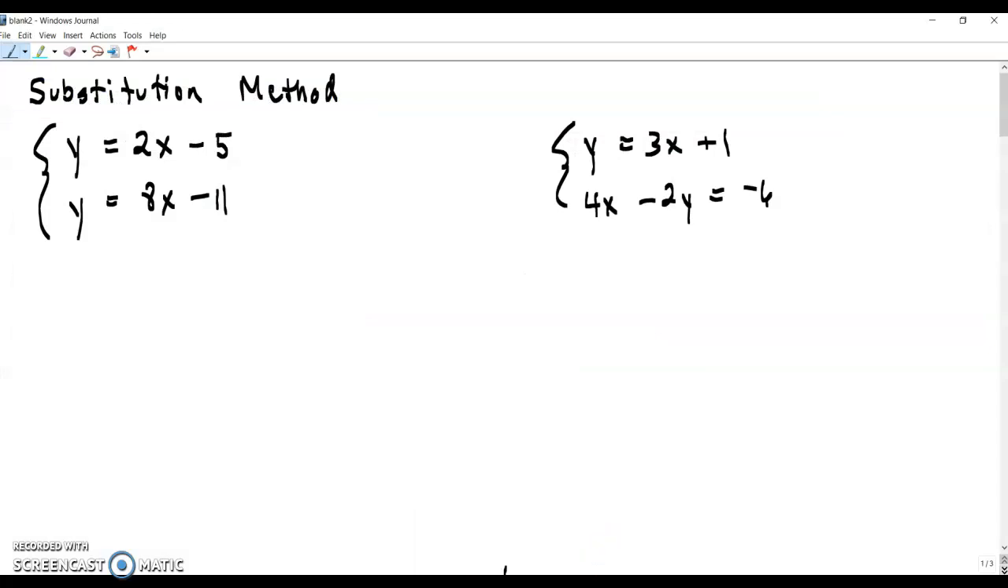So this first system, y equals 2x minus 5 and y equals 8x minus 11. I have y isolated in both equations. This is the easiest situation. So I'm going to take this 2x minus 5 and substitute it in for y in the other equation. So I get 2x minus 5 equals 8x minus 11. Now I have one equation, one variable, kind of like one language. I can solve that.